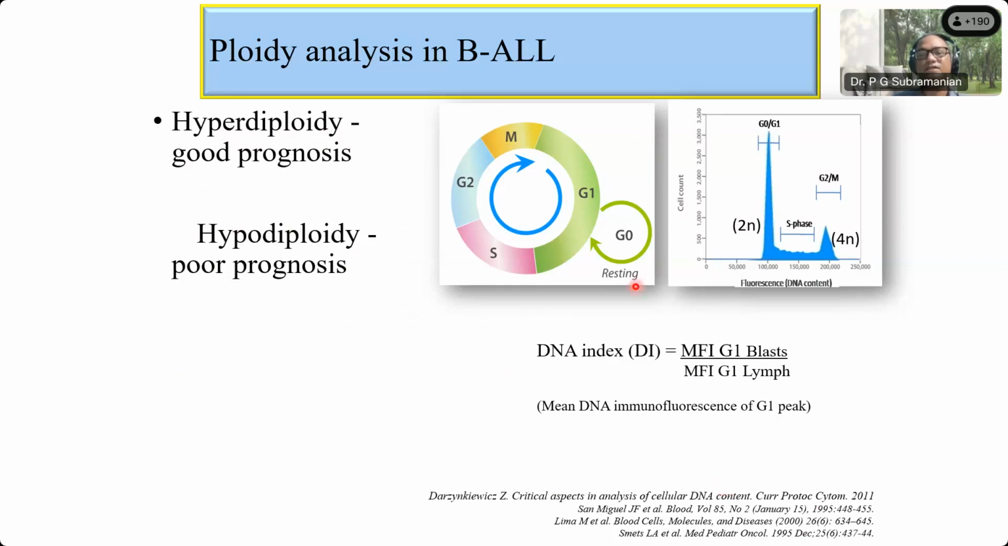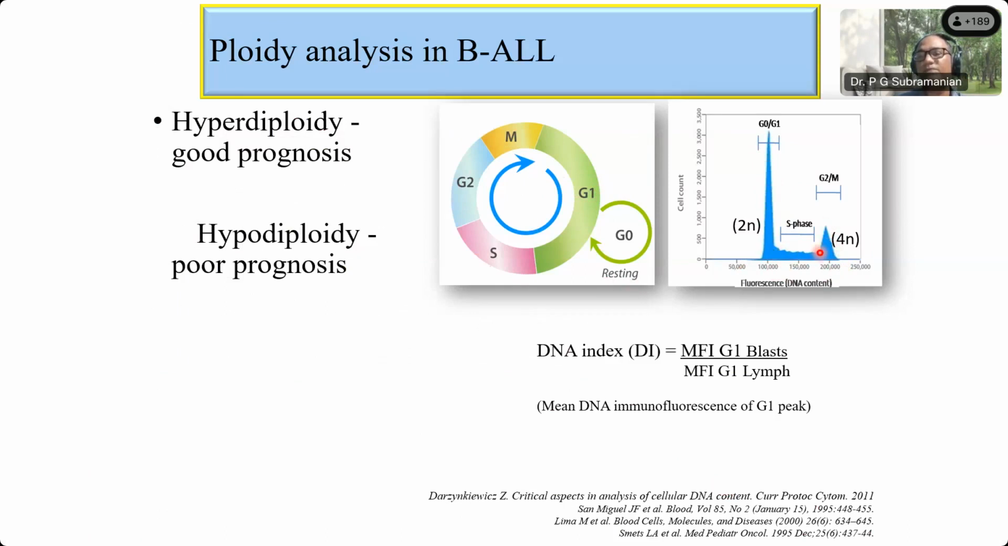So this is just a review which is showing the normal cell cycle. You have G1, S, G2, mitosis phase, and you have a G0 phase going from G1. So the G1 is in this peak. G2 is the smaller peak, which is 2 times. See, if this is at 100,000, this is at 200,000. So this is double the value of the G1 peak.